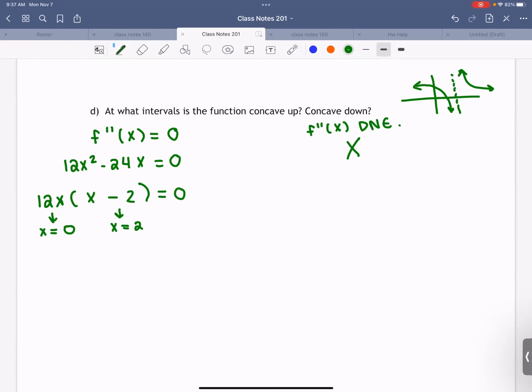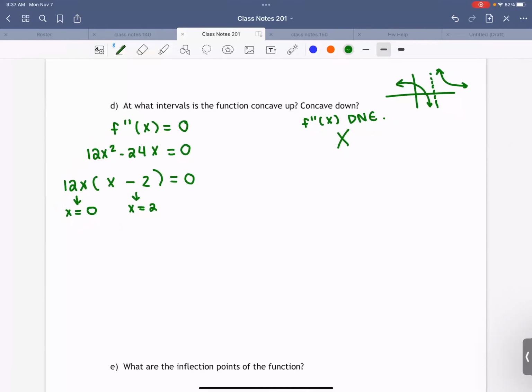All right. So it looks like we have 2 candidates for switching between concave up and concave down. So maybe I'll make a number line, kind of like the first derivative test tells me to do, how I found my intervals of increasing and decreasing. I'm going to put 0 and 2 up here, and I'm going to start plugging in numbers.